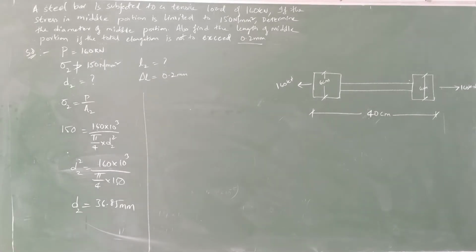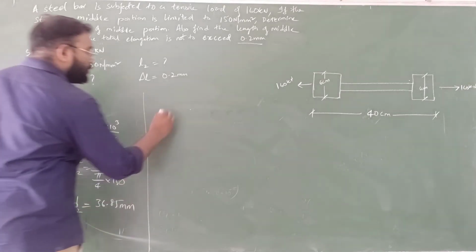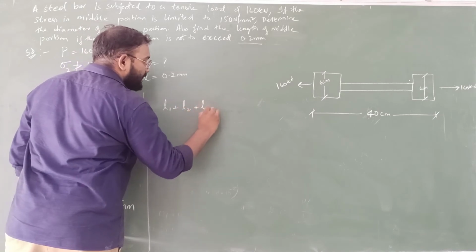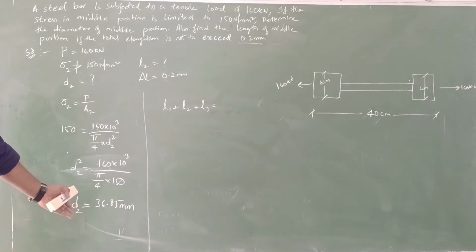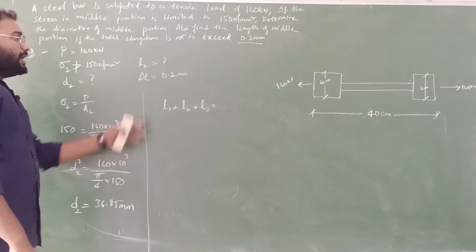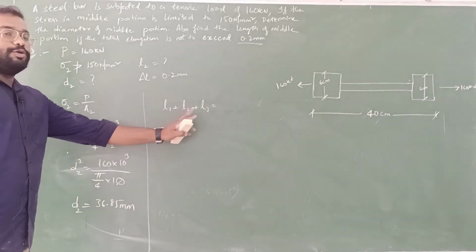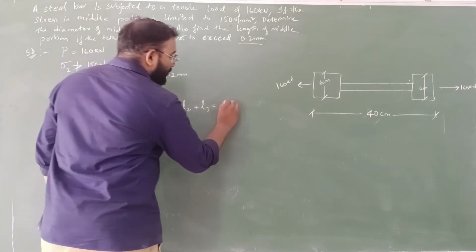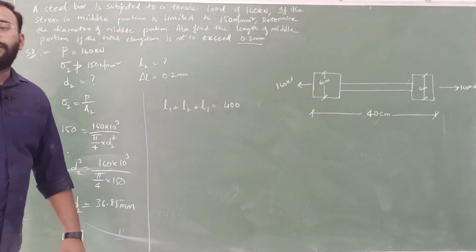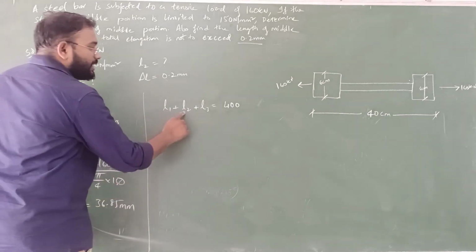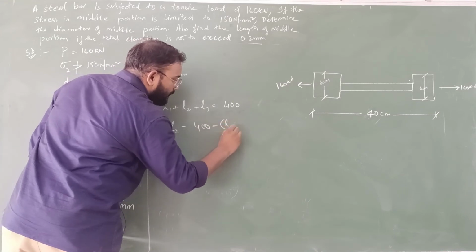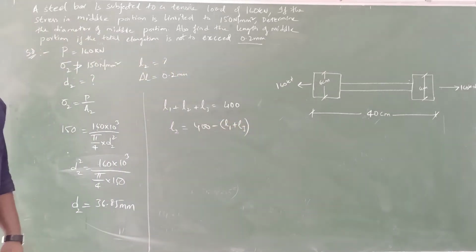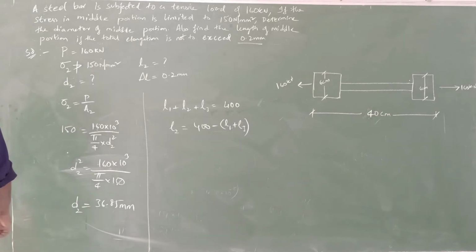Next you should also compute L2. Now you know L1 plus L2 plus L3 is equal to... what is L1 plus L2 plus L3? 40 centimeter or 400 millimeters. I want to calculate L2 here. So L2 will be equal to 400 minus L1 plus L3. Sorry, 400.